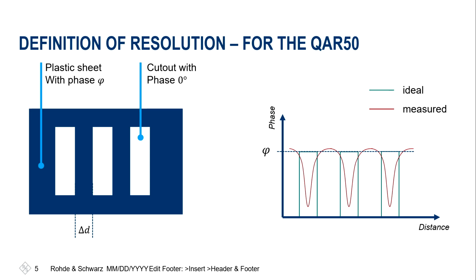On the left-hand side, you see the theoretical drawing of what we are putting there, and on the right-hand side, you see the expected measurement result. The green line is depicting the ideal result with 0 millimeters resolution, and the red line is depicting the measurement result with a certain resolution. Theoretically, we have these cutouts and we would expect the phase change of 40 degrees to happen immediately at the exact same position where the cutout is. Due to physics, this will never happen. The question is, how close will we get to this ideal behavior?